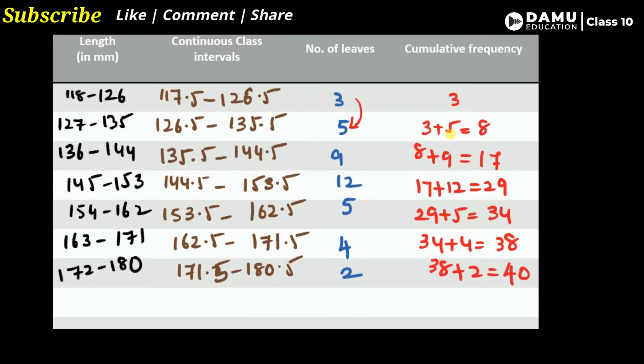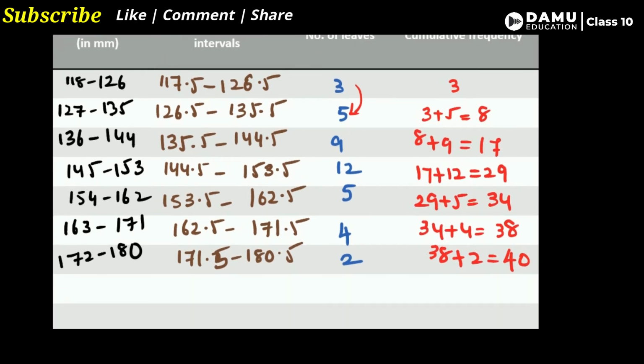So this is the thing. What can you say here, n is what? The number of observations. So n is nothing but 40. This value is the number of frequencies. So n is equal to 40. Then n by 2 will be equal to 20, that is 40 by 2, which is 20.